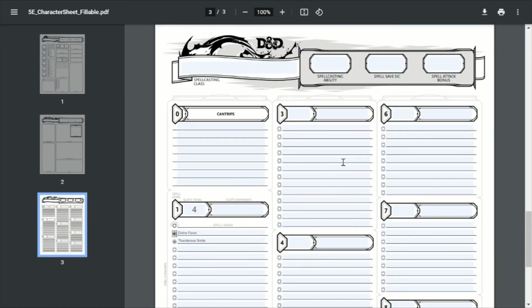Now, for the next thing, I did multiple spellcasting classes. First of all, there's Paladin, and a Paladin and Wizard.